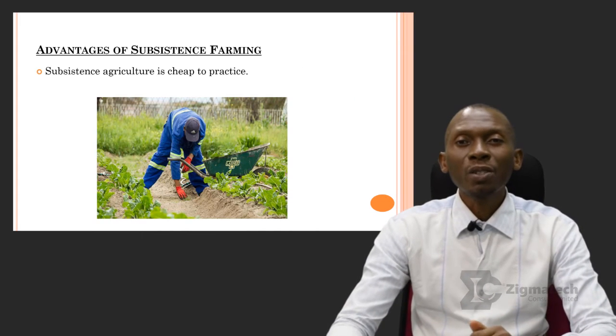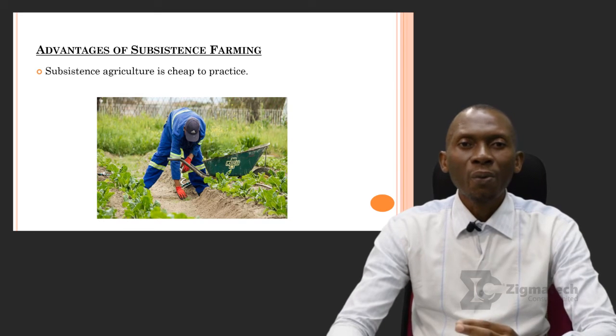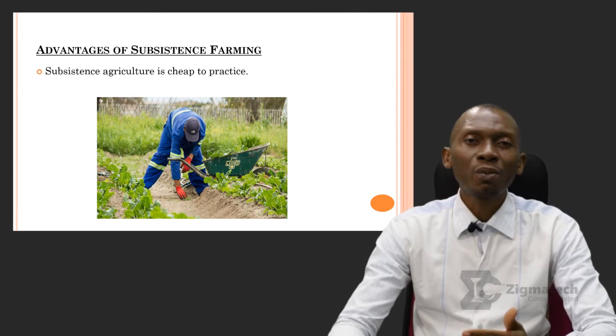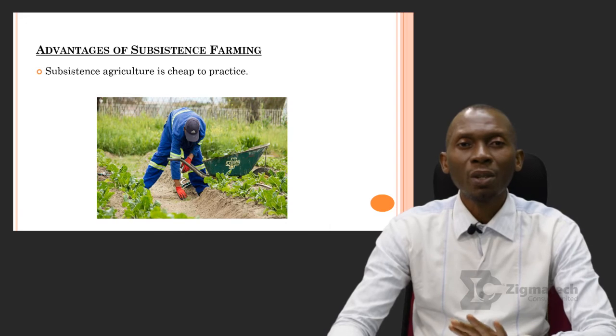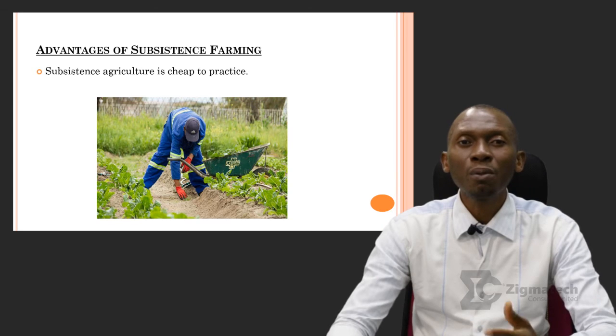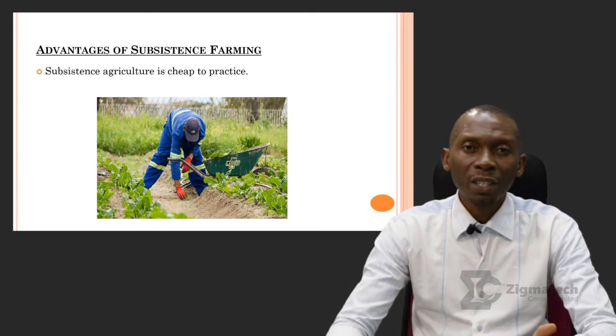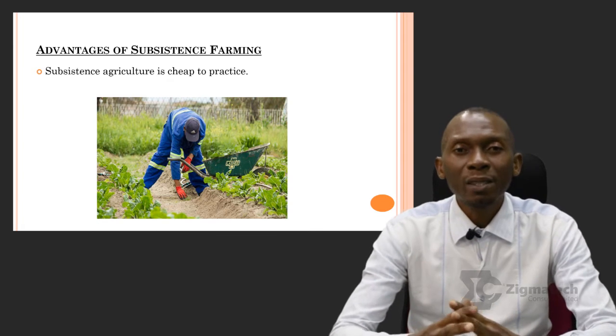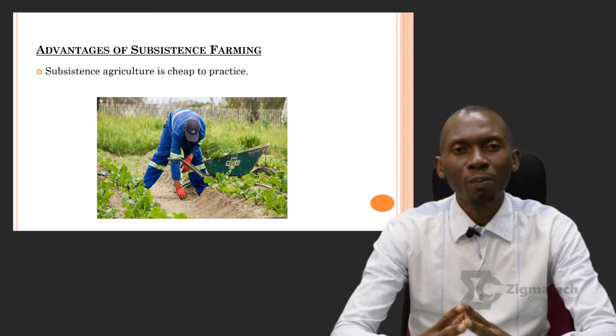Now, subsistence agriculture is also cheap to practice. Remember when we looked at the differences between subsistence and commercial agriculture, I mentioned earlier that the farmer does not make use of sophisticated tools. He just makes use of simple, crude tools. He also makes use of a small piece of land. He makes use of family labor. So all of these are advantages in the sense that it makes subsistence agriculture cheap to practice.